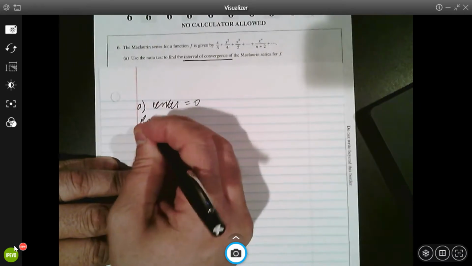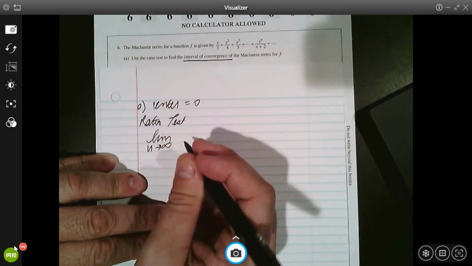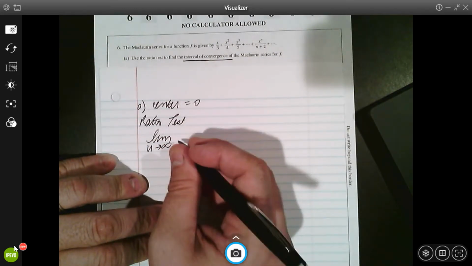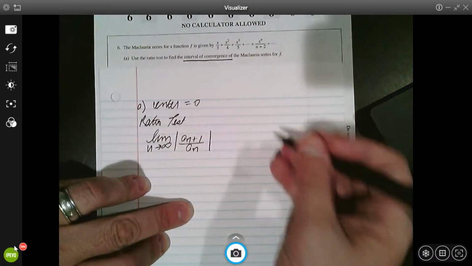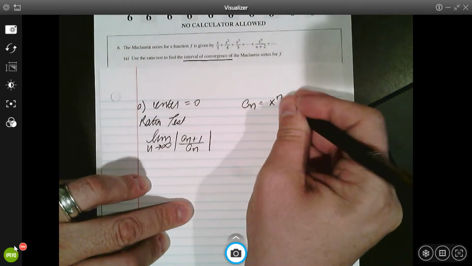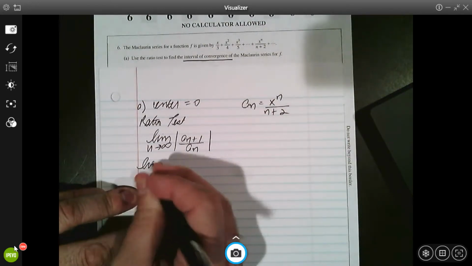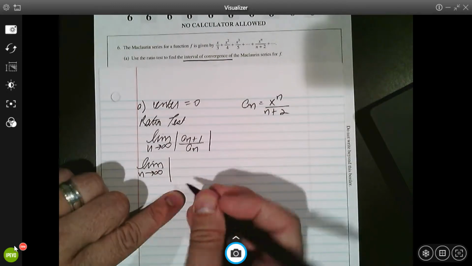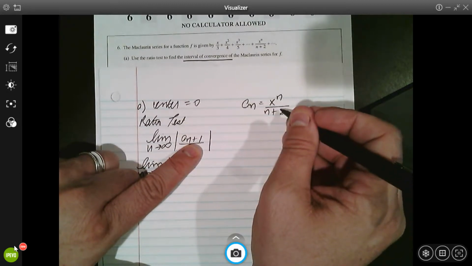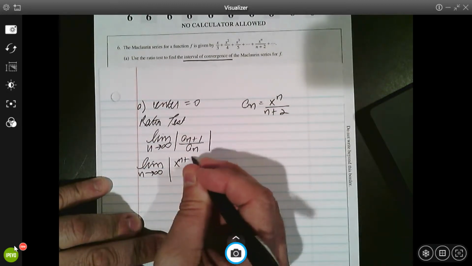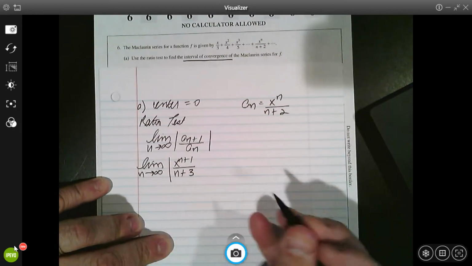When you use the ratio test, you're going to take the limit as n approaches infinity of the absolute value of a sub n plus 1 divided by a sub n. Well, what's the general term? The general term is x to the n divided by n plus 2. So plugging everything in, we get the limit as n approaches infinity of the absolute value of the n plus 1 term. Replace all the n's with n plus 1, so you're going to get x to the n plus 1 divided by n plus 1 plus 2. Well, that's really n plus 3.